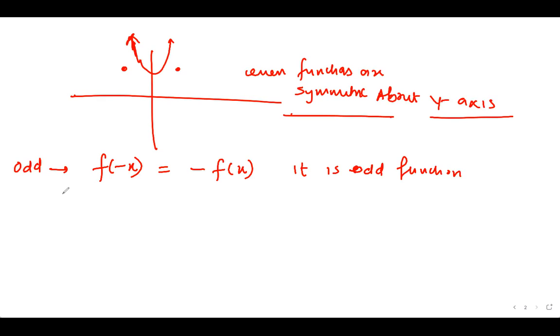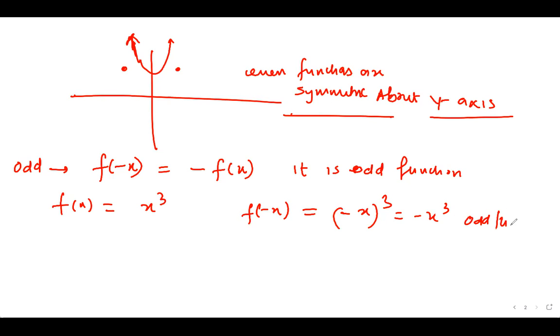Now, a simple odd function I can give as an example is, let's say, the x cube function. Now here, if you replace x with negative x, you'll notice that it will be negative x the whole cube, which is negative x cubed. So if the function becomes exactly the negative of the original function after replacing x with negative x, then we call it an odd function.